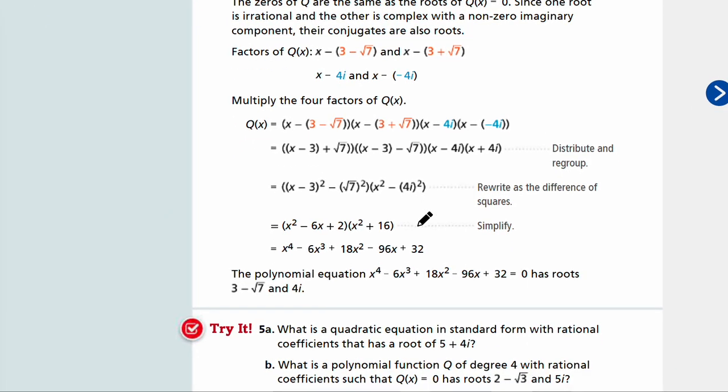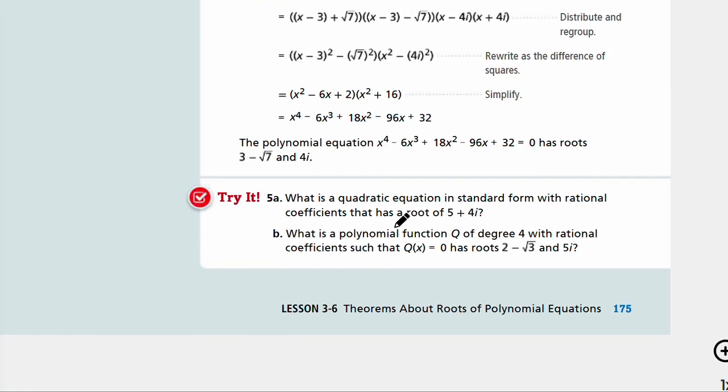All right, let's look at Try It number 5, A and B. What is a quadratic equation in standard form with rational coefficients that has a root of 5 plus 4i? And part B, what is a polynomial function q of degree 4 with rational coefficients such that q of x equals 0 has roots 2 minus root 3 and 5i? So pause the video, see if you can figure it out by yourselves, and come back when you're ready for answers.